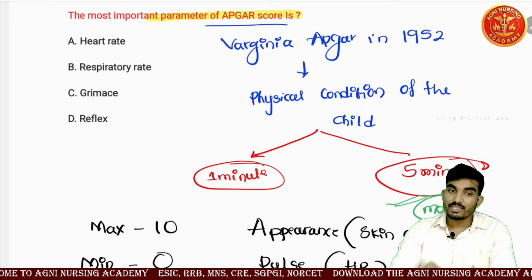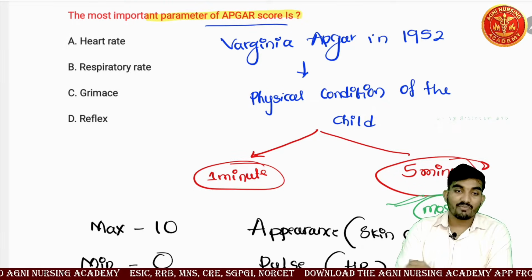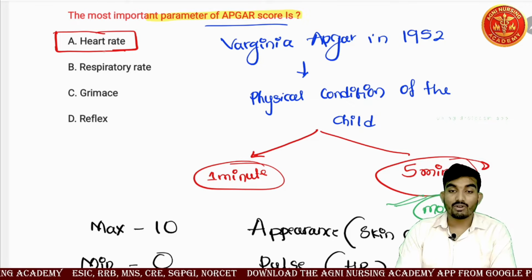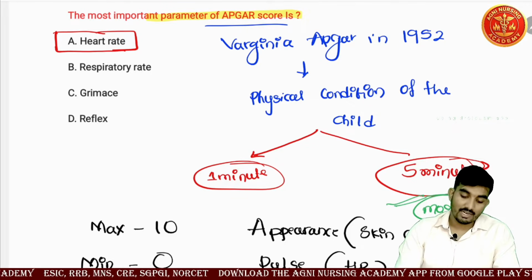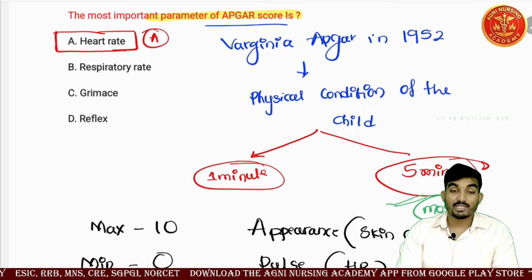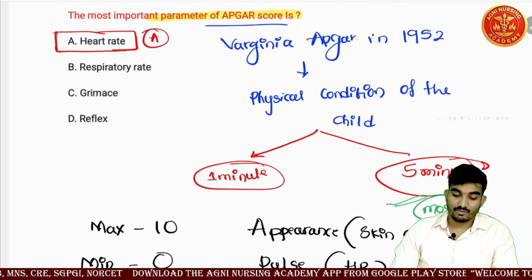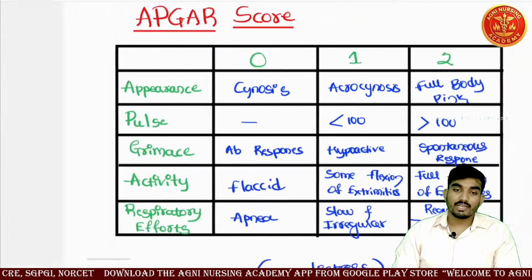I told you the important parameter in the Apgar score is heart rate. Every resuscitation step depends only on the heart rate. The answer for our question is option A, that is the heart rate. Now we will see the next question.